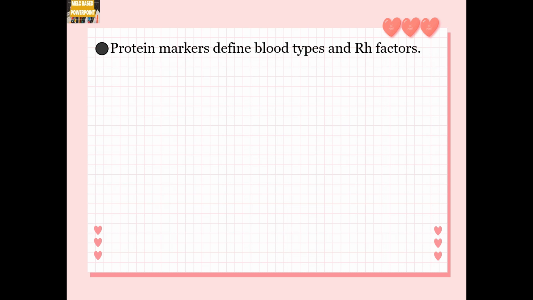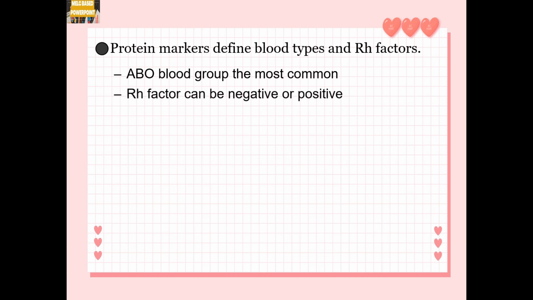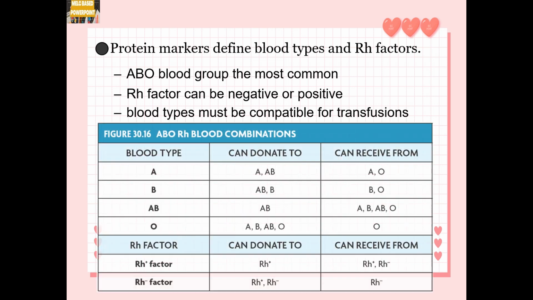Protein markers define blood types and Rh factors. The ABO blood group is the most common. The Rh factor can be negative or positive. Blood types must be compatible for transfusions. As you can see in figure 30.16, the ABO Rh blood combinations.